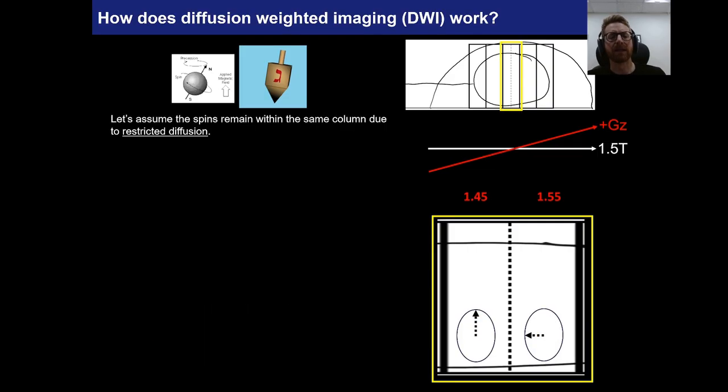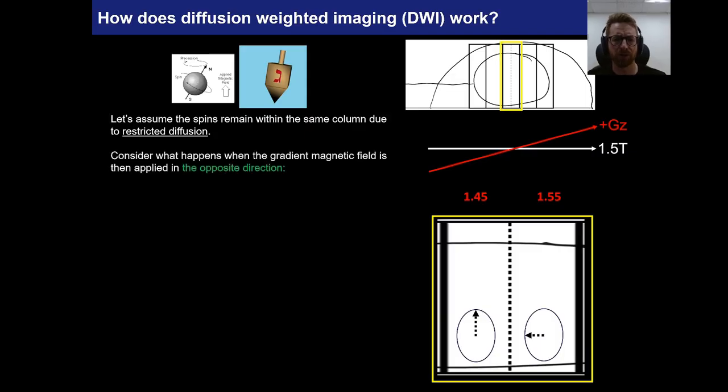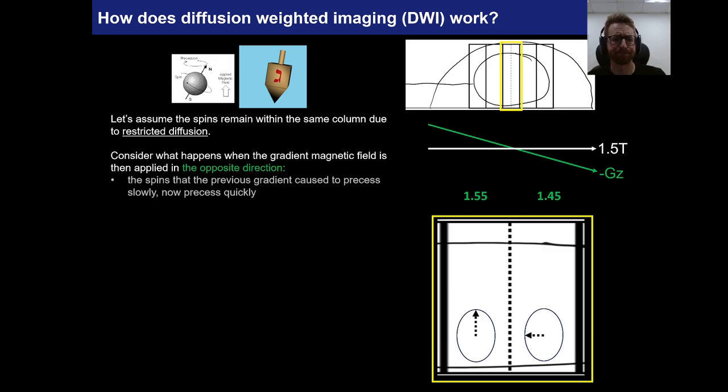Okay, so let's assume that these spins remain within the columns because there's restricted diffusion, either because there's an infarct, or it's a lymphoma, or it's an abscess or pus, whatever. It's staying within the columns, restricted diffusion. So now we're going to apply the gradient magnetic field in the opposite direction, same magnitude. So let's see what happens.